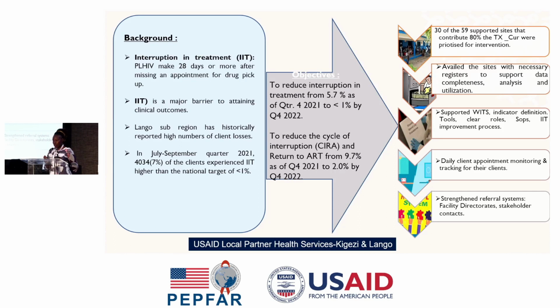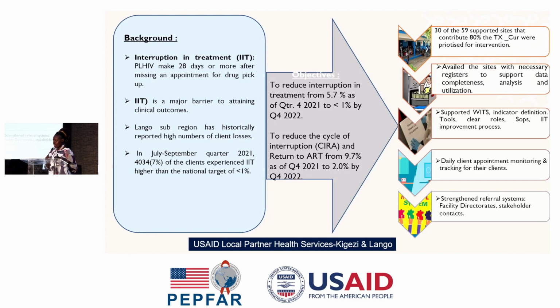And so what did we do? We looked at our sites and focused on sites that had a CIRA of 4 and above, and sites that had interruption. So we picked out 30 of our 59 sites that had 80% of our TX_CURR, that were contributing big numbers. And we wanted to focus our energies on those ones and see how best they could support us to reduce this.